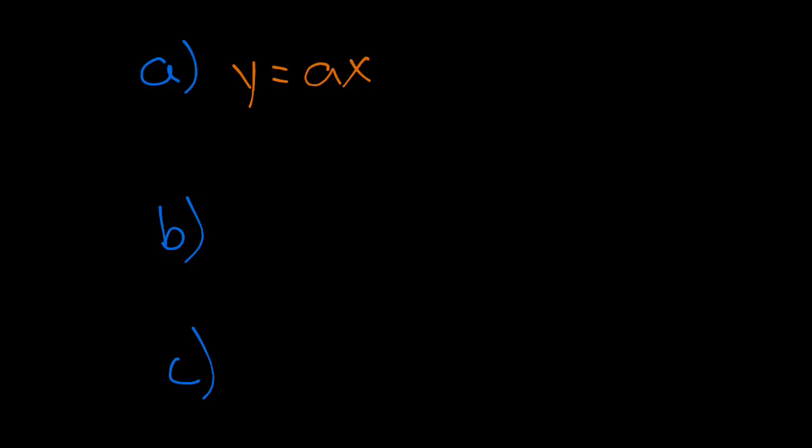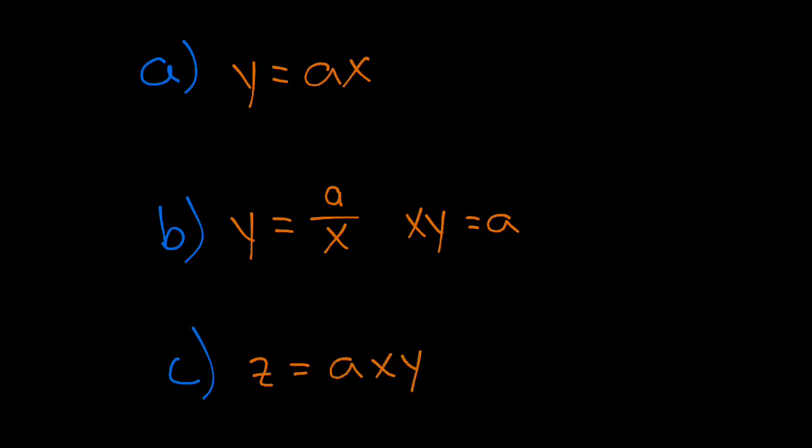For b, y varies inversely with x. That's the one we just learned about. So y equals a over x, or if you put xy equals a, that's fine too. That shows inverse variation with x and y. For c, z varies jointly with x and y. Again, that's the one that looks like z equals axy. It means it's varying directly with both of them.